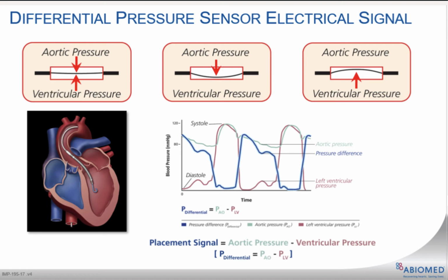When the catheter is correctly positioned across the aortic valve, the outer surface of the sensor is exposed to aortic pressure and the inner surface is exposed to ventricular pressure. The placement signal is the difference between these two pressures. Expressed mathematically, the placement signal is equal to aortic pressure minus ventricular pressure. Therefore, during diastole, when the pressure in the aorta is significantly higher than the pressure in the ventricle, the difference is great. As both pressures equal out during systole, the difference gets smaller. This fluctuation with the cardiac cycle produces a pulsatile placement signal.